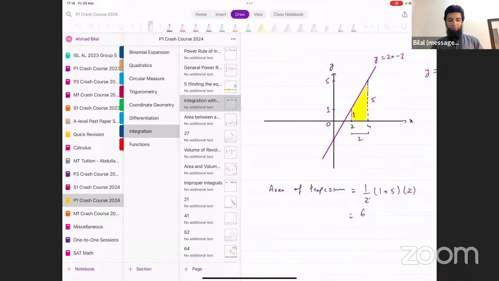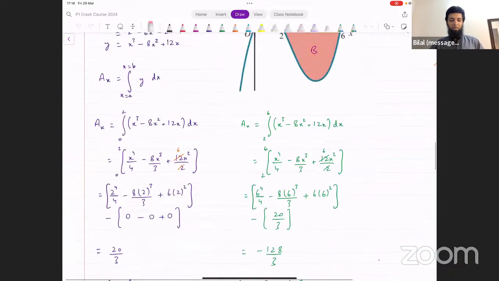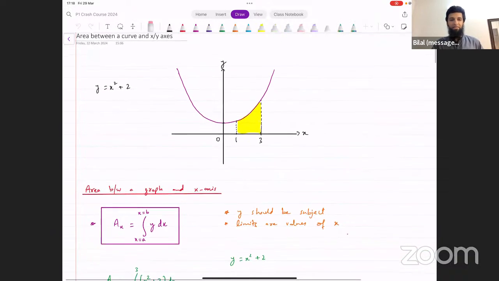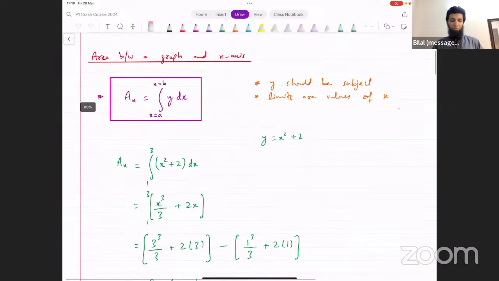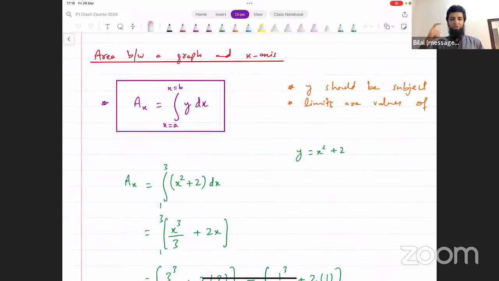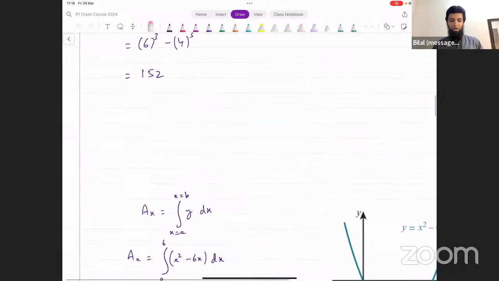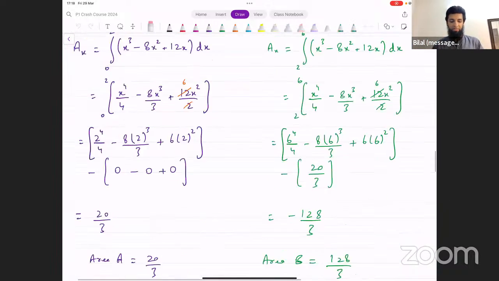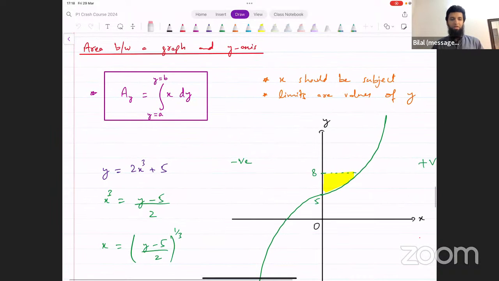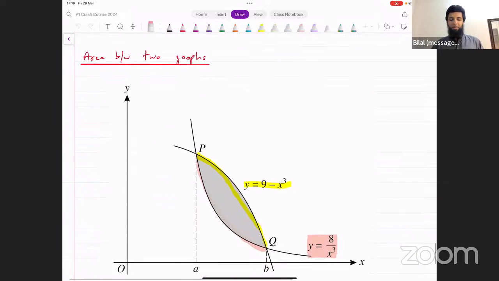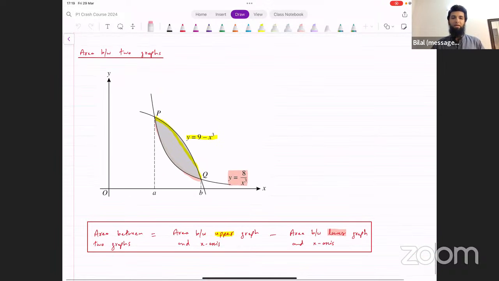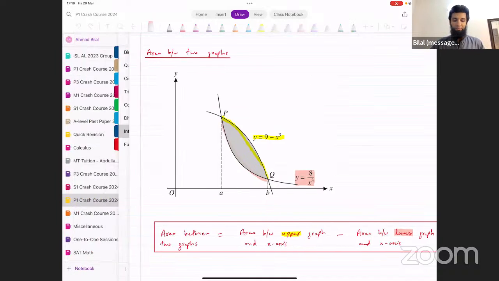And then you would have to find areas between graphs and x-axis. This is the formula that we have for that, integral of y with respect to x, right? And then area between a graph and y-axis, this is the formula that we have for that, integral of x with respect to y. And then if you have to find area between two graphs, you find area between one graph and the x-axis and the area between the other graph and the x-axis, find their difference, and that gives you area between two graphs.